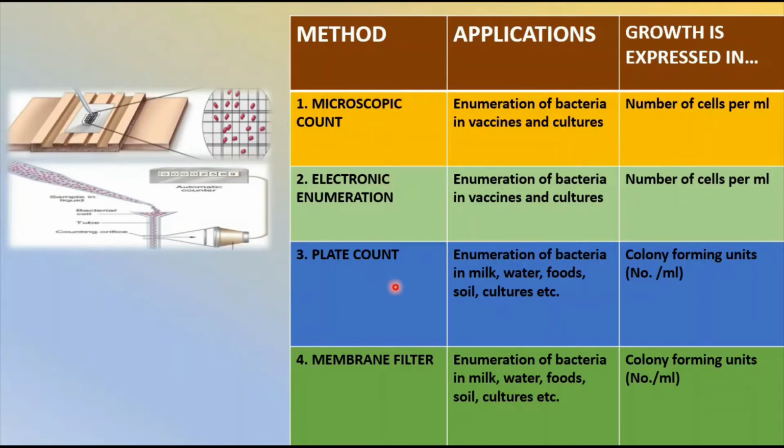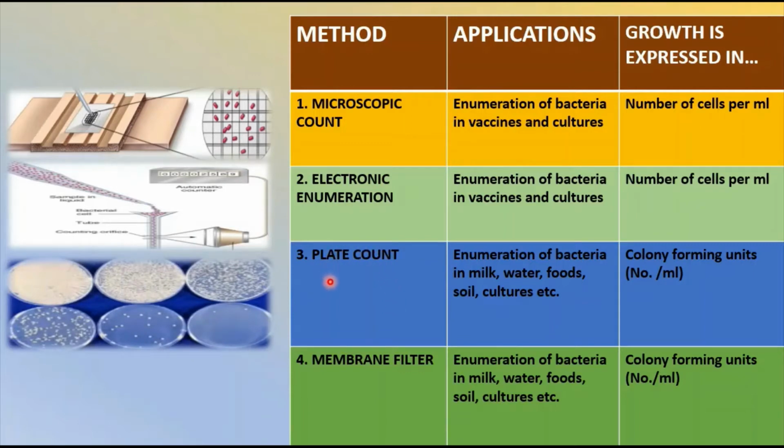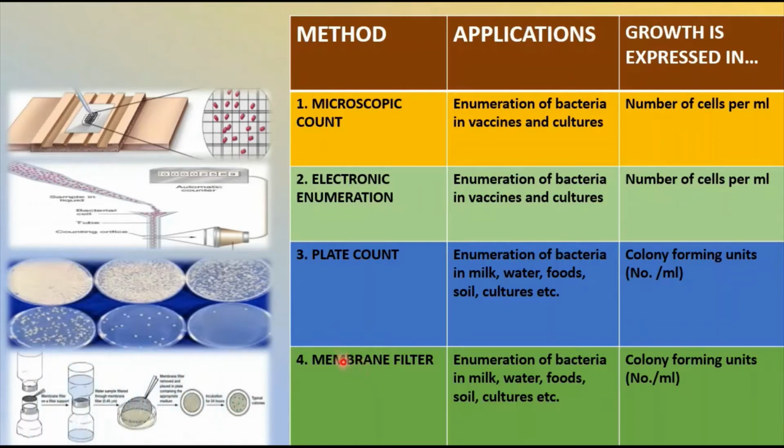Okay, then moving to the third one, that is plate count. The plate count is useful in the enumeration of bacteria in different samples like milk, water, food, soil, cultures, etc. And the growth is expressed in colony forming units, CFU. Each colony represents an individual bacterium, and this is an indirect method of measurement of cell numbers. Then moving to the next one, that is the membrane filter technique.